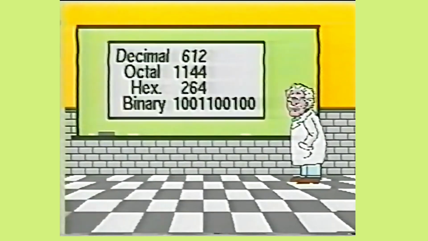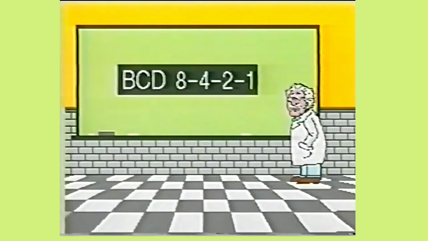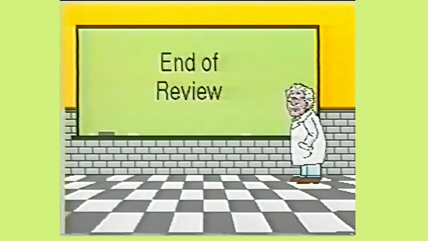All decimal numbers may be converted into BCD, binary, octal, or hexadecimal, or vice versa. Binary coded decimal numbers use 4 binary bits to express decimal digits 0 through 9. Binary coded characters for numerical values between 10 and 15 are not used. The most widely used BCD code is the 8421 BCD code. This concludes review number 1.